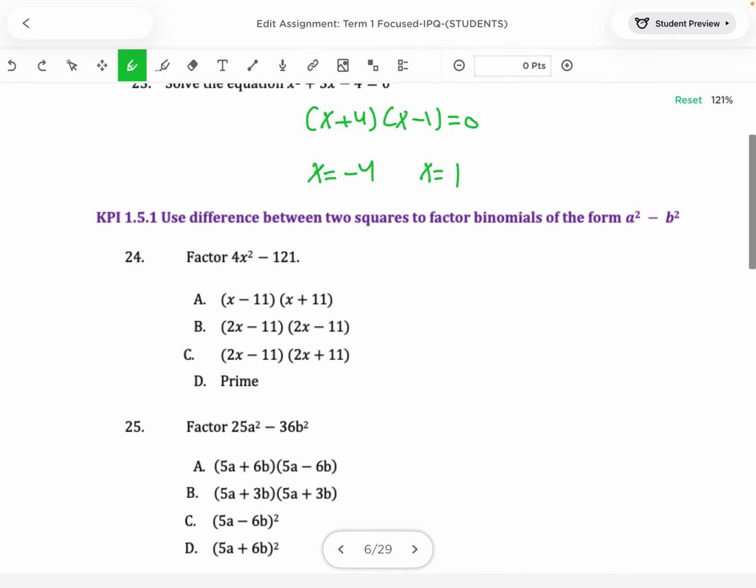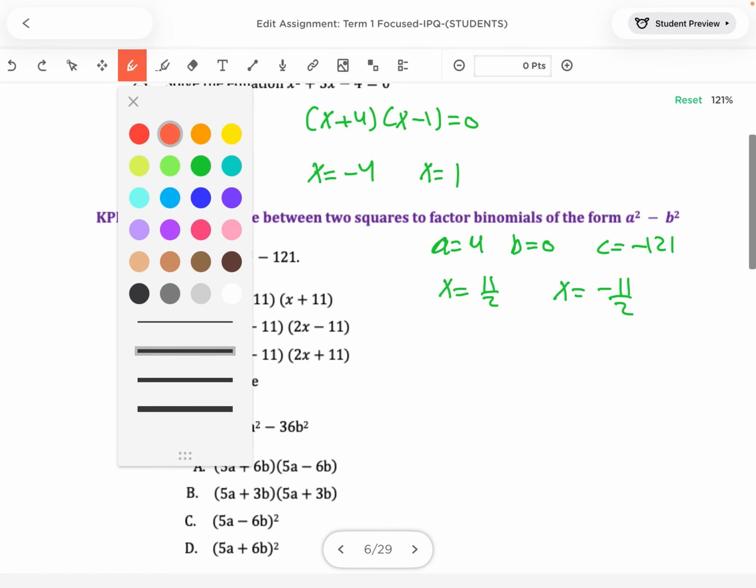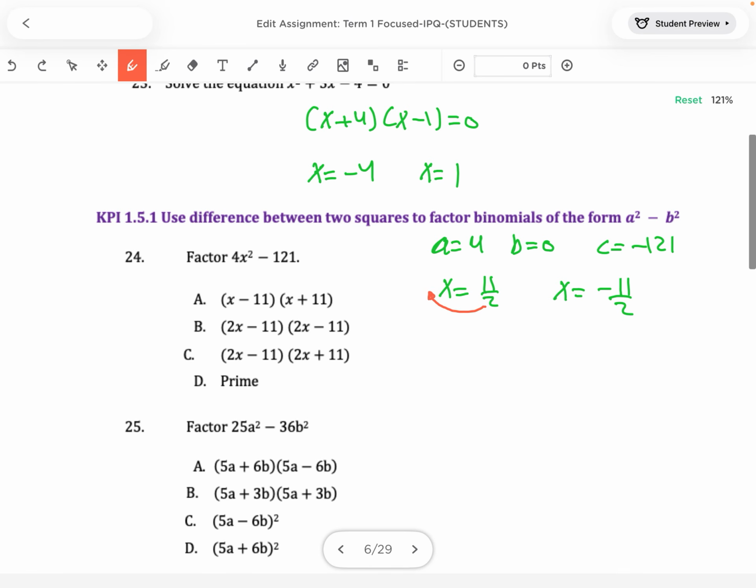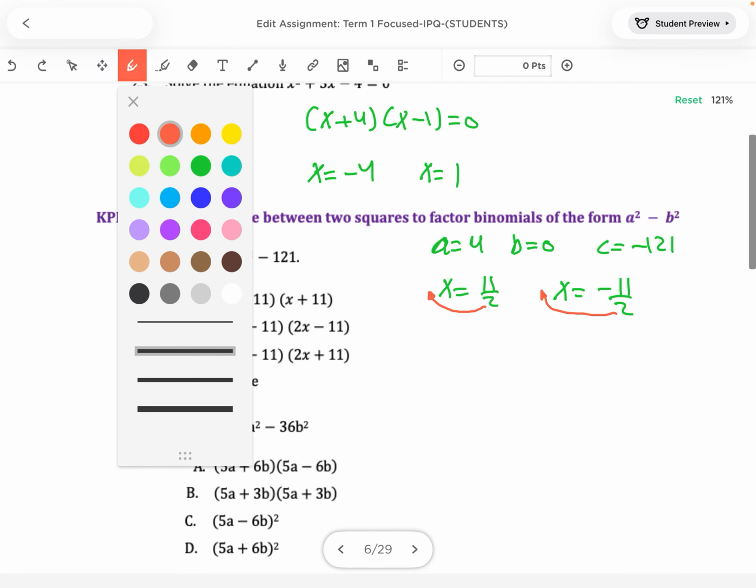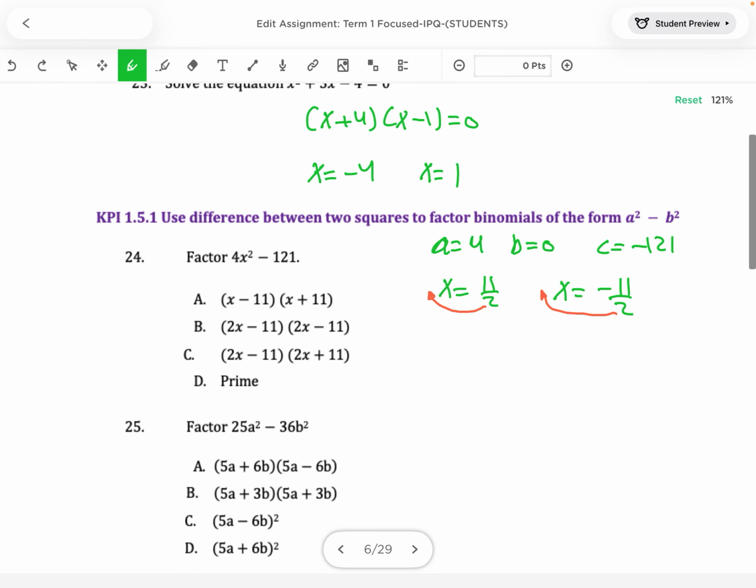Or can you use mode 5-3? A equals 4, B equals 0, C equals -1. You will get x equals 1/2 and x equals -1/2. And we said this 2 will be dragged here beside the x, and we switch the sign as usual. So it will be 2x minus 1 and 2x plus 1.